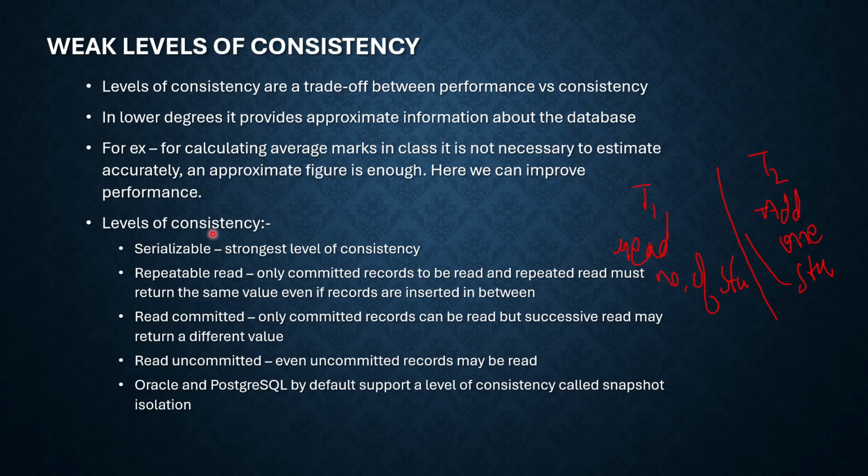So, levels of consistency. First is the serializable. That is the strongest level of consistency, but it has a high overhead. Like, we need to do lots of operations to maintain that serializability.